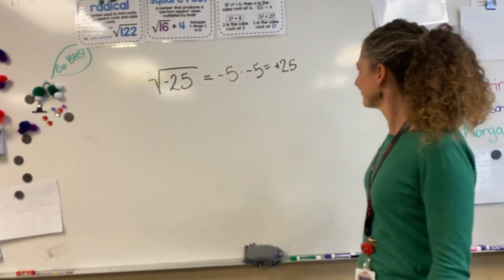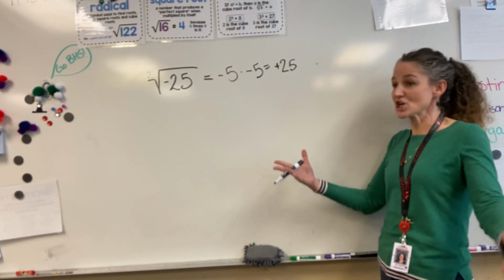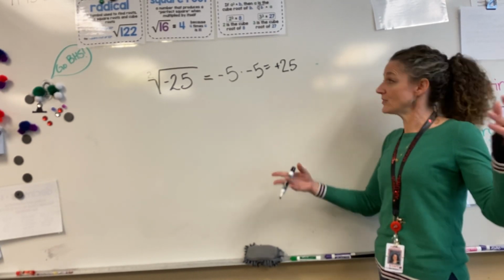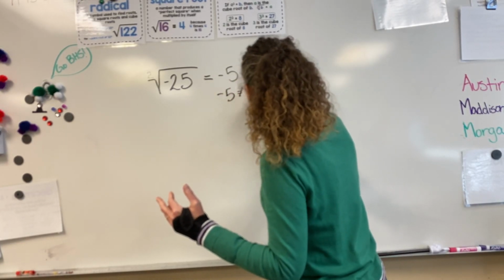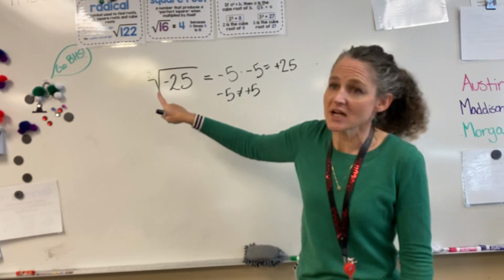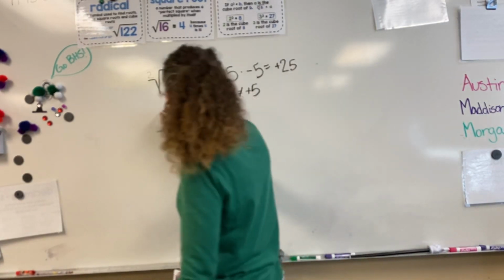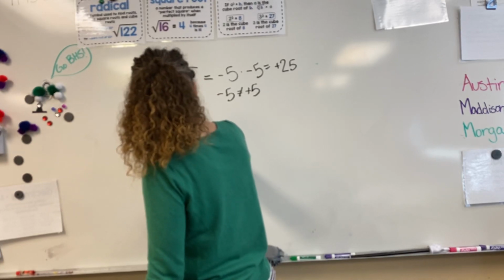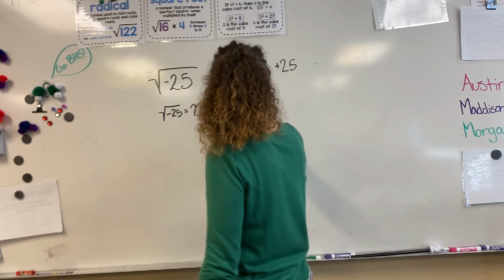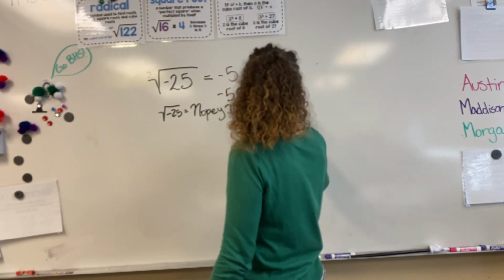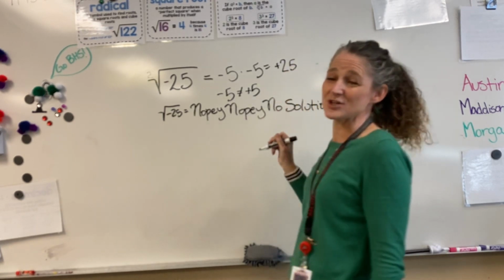So it has to be a negative and a positive. But then it's not itself. Negative 5 does not equal positive 5. They are not the same number. Is there a square root of a negative number? No. So if they say square root of negative 25, I'm going to say nope. No solution.